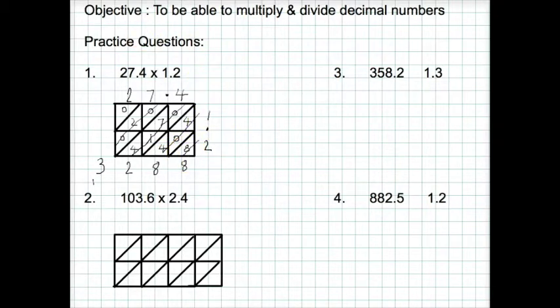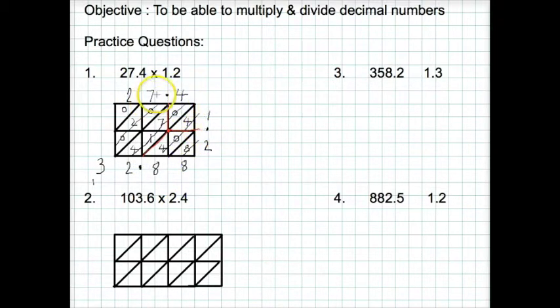Now we just need to decide where the decimal goes. So we now go up to the decimal here and go down and go in from the decimal here and go across until they meet. Where they meet, we then go diagonally down, and that shows us exactly where our decimal is going to go, which is between the 2 and the 8.